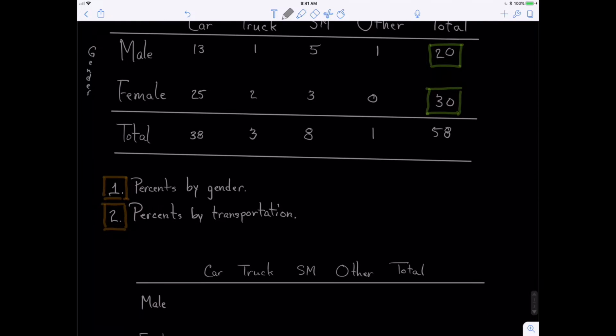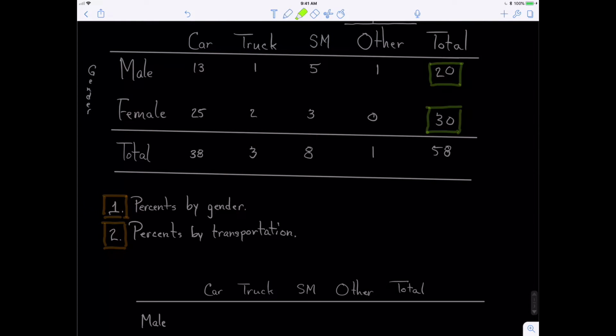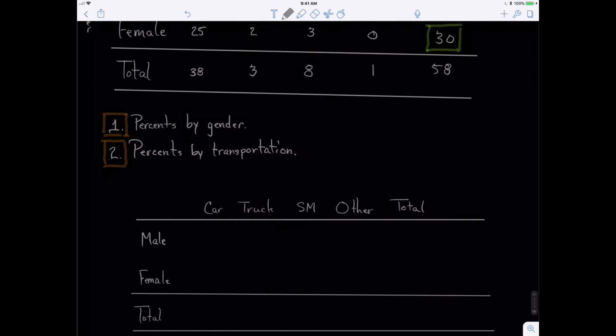So let's begin. Notice that right off the bat, for the cars, we have 13 males that drive out of the 20. So our first calculation is that. I'll write the whole thing: 13 out of 20 males is the same as 13 divided by 20. And if we want it as a percentage, we can just multiply by 100%. It only changes the appearance, not the value. If we do that, we come up with an answer of 65%.